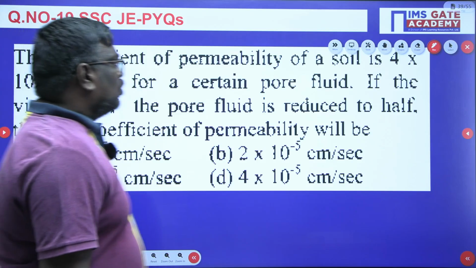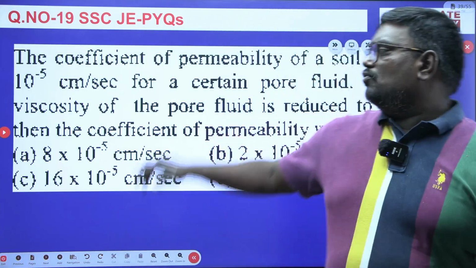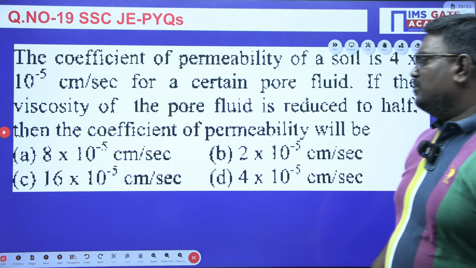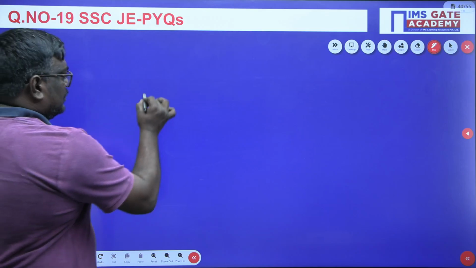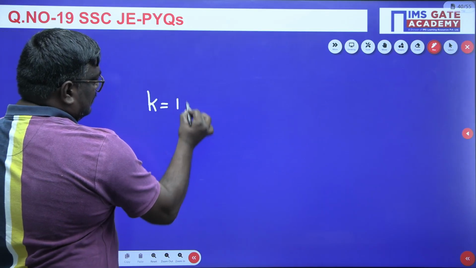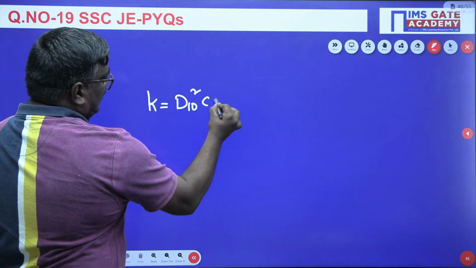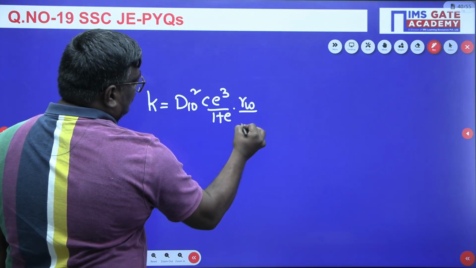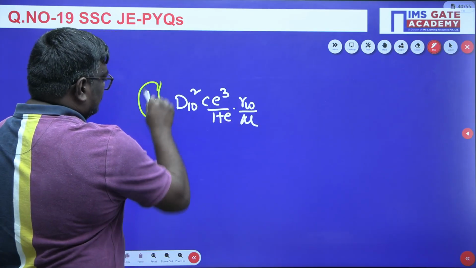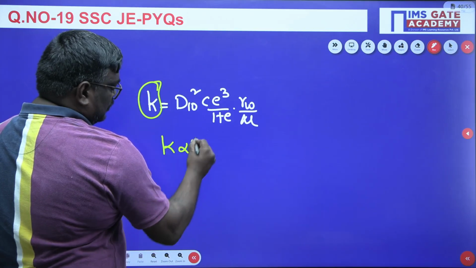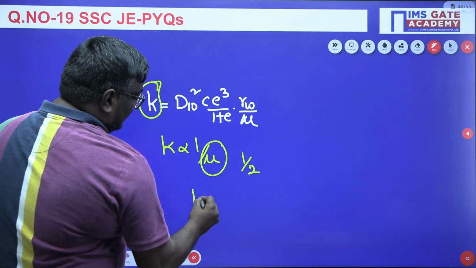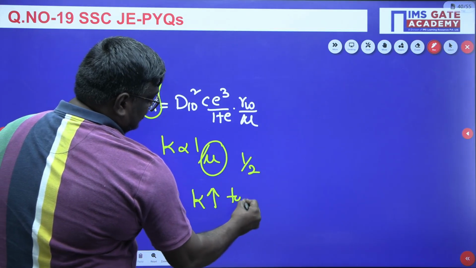Now see students, the coefficient of permeability of a soil is 4 into 10 power minus 5 per second, if the viscosity of the fluid is reduced to half. Sir, see, let me tell you, we have to know this equation. The coefficient of permeability is given by the equation d10 square C into E cube upon 1 plus E into gamma W by mu. Now from this relation, permeability is inversely proportional to viscosity. So if the viscosity is reduced by half, permeability will be increased by twice. This is a simple thing.